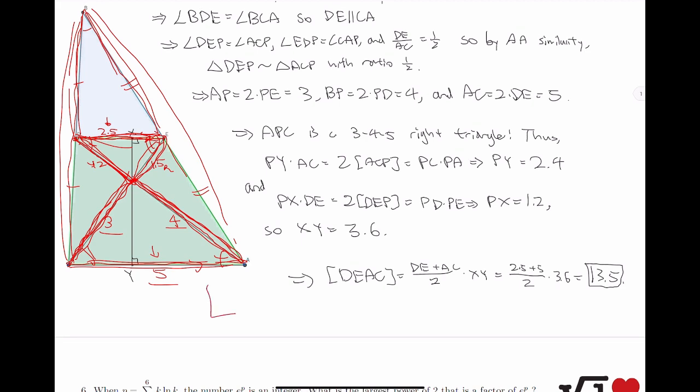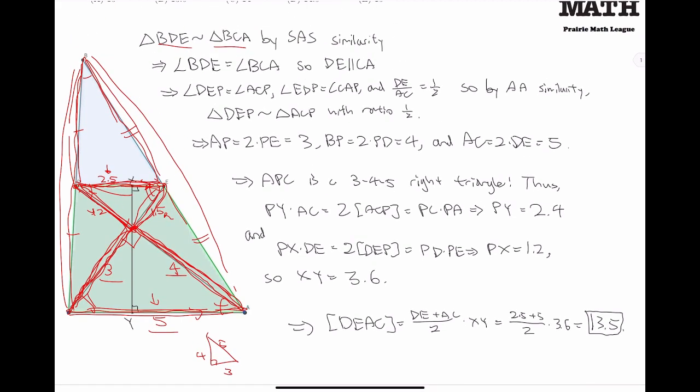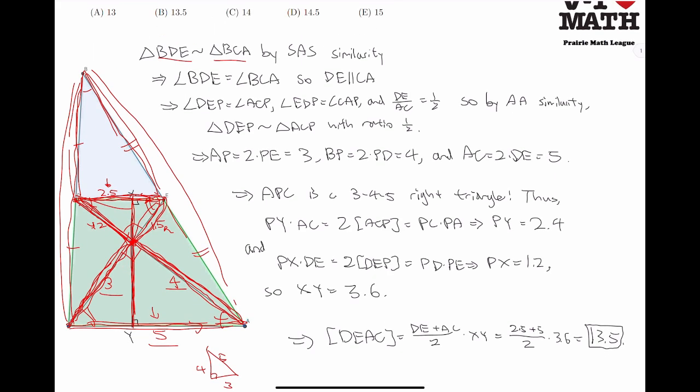Therefore, we are looking at a 3, 4, 5 triangle, which is a right triangle. Now, since these are similar, we can see that this is also a right triangle. So this motivates us to get the altitude to this right triangle, because if we're looking for the area of this green shaded region, we have the bases now. We just need to find the height, and we can just find the heights of these two right triangles.